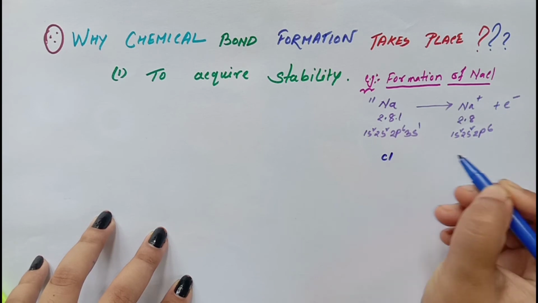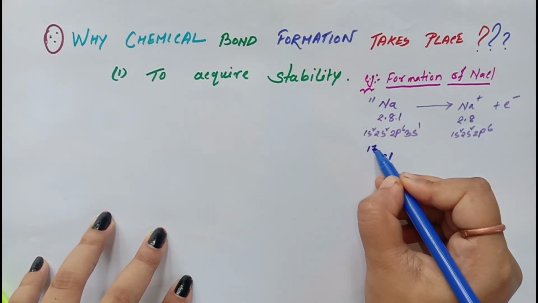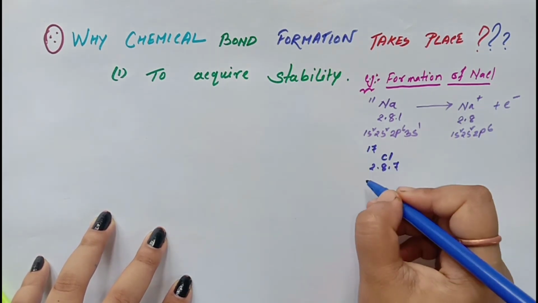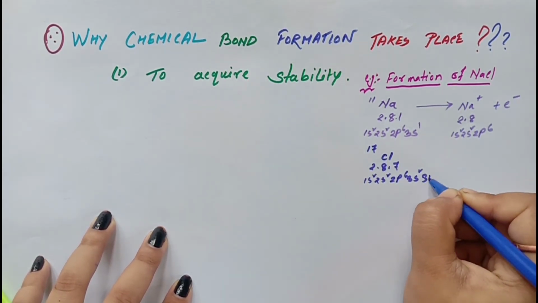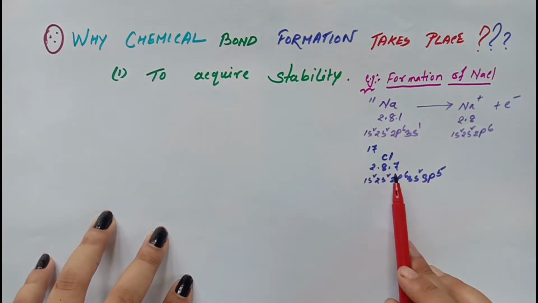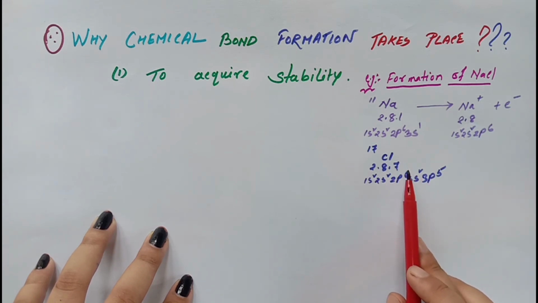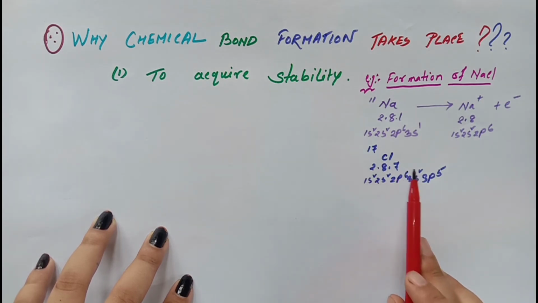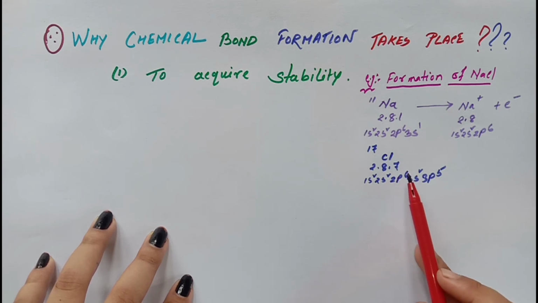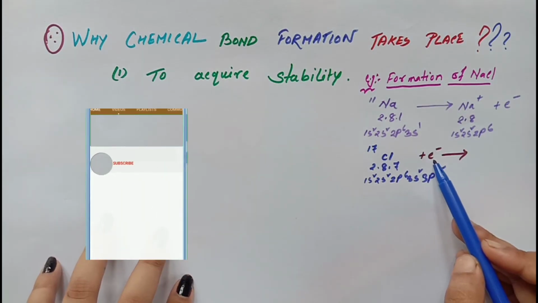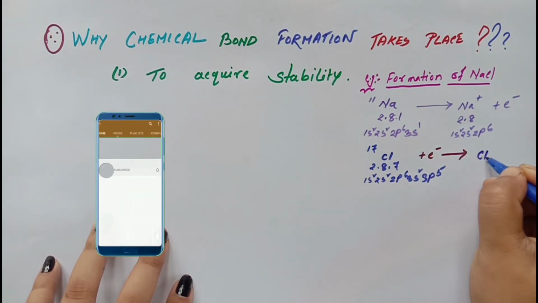See, in case of chlorine, chlorine has atomic number 17 and its electronic configuration is 2, 8, 7. Its valence shell or outermost shell has 7 electrons. So to complete its octet and get stability, it will try to get the nearest noble gas electronic configuration. That is why it will accept 1 electron and complete its valence shell. By gaining this electron, it will form the chloride ion.